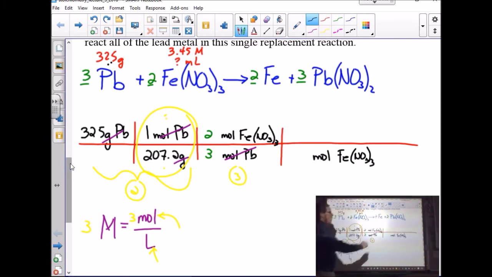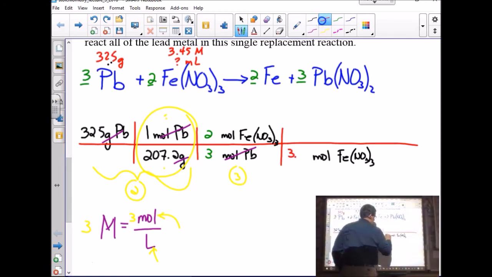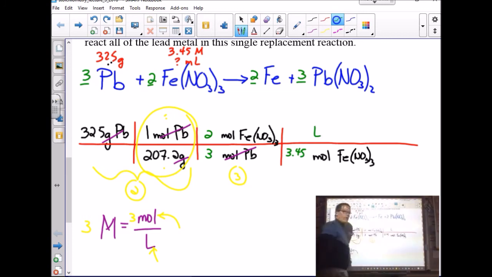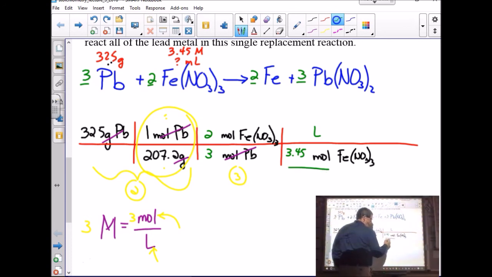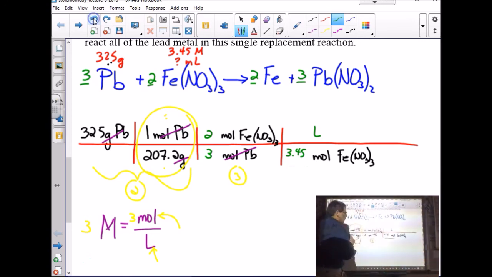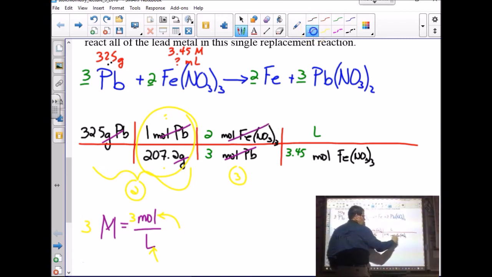3.45. So I'm going to put 3.45 here. Actually, let's use a different color. 3.45, and what goes on top? 1 liter. So what this is saying is, again, it's a conversion. For every 3.45 moles in that liter, that's a 3.45 molar solution. So it's legal to flip that and invert it. Now, once we have that, that's nice because the moles of the iron nitrate go away.